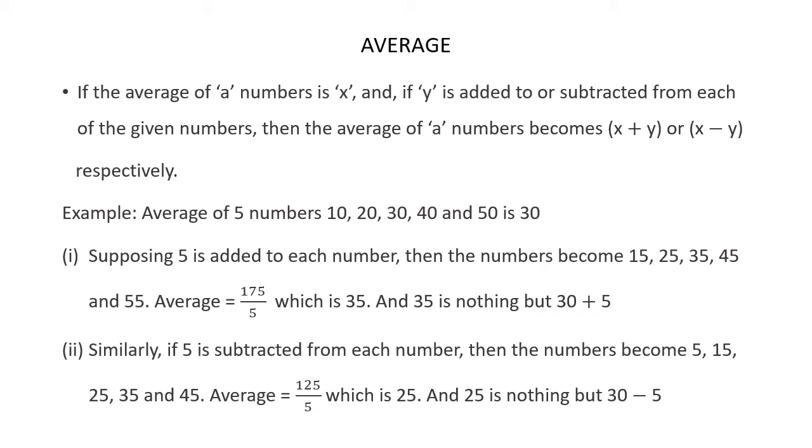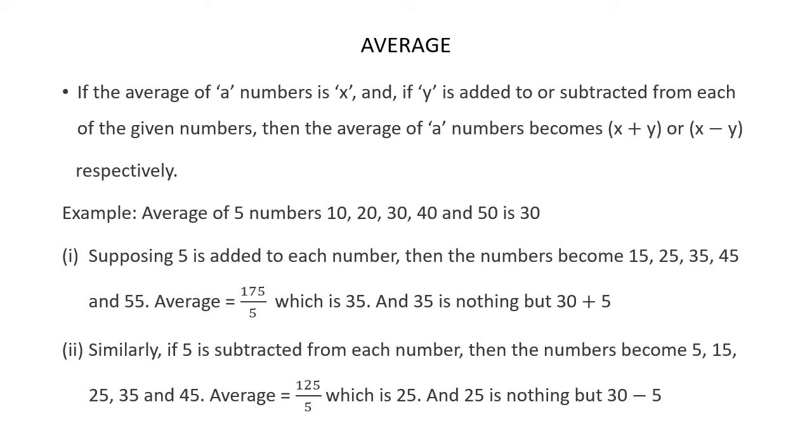Let's understand this with an example. Average of 5 numbers 10, 20, 30, 40 and 50 is 30. Supposing 5 is added to each number, then the numbers become 15, 25, 35, 45 and 55. Now the sum of all these numbers is 175 and the total number of items here is 5. Average is nothing but sum of items divided by number of items. So average here is 175 divided by 5, which is 35. And 35 is nothing but 30 plus 5.